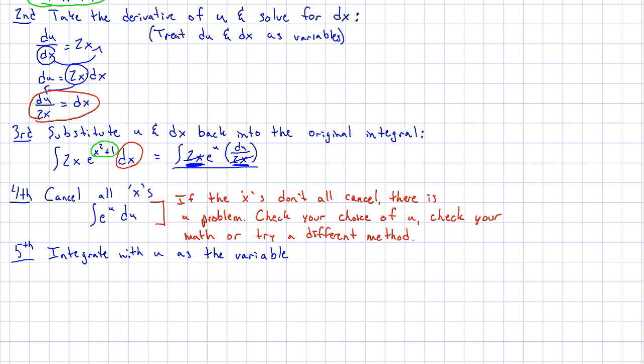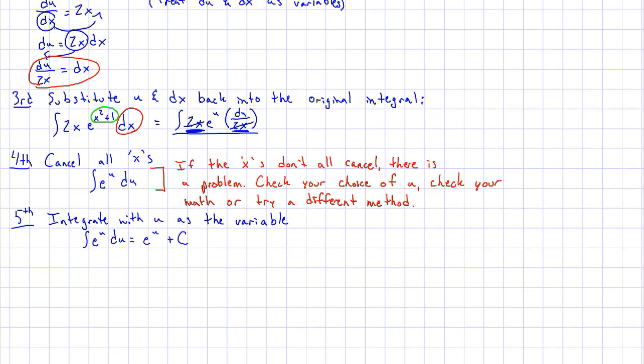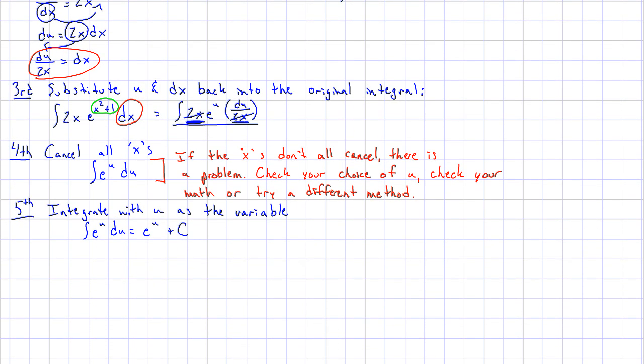Here I have managed to cancel all my x's, so I am taking the antiderivative of e to the u du, and that ends up just being itself, e to the u plus c. I'm almost done with my problem. I was given a function that depends on x's, and I would like an answer that depends on x's. So the sixth step is to replace u with its value from step 1.